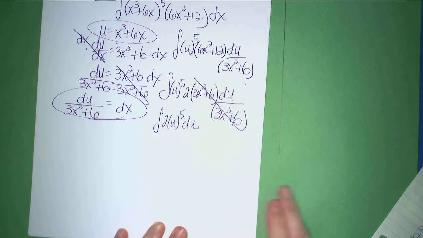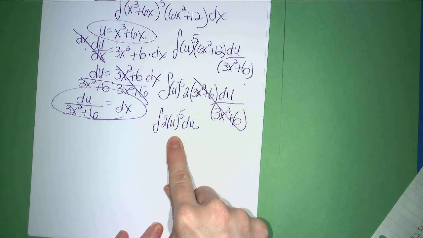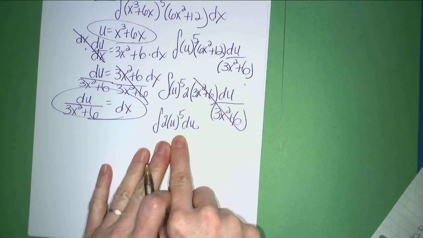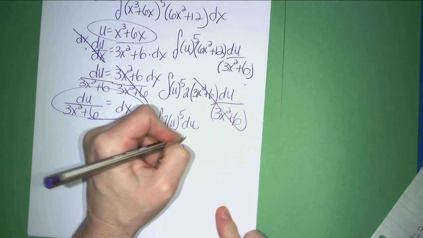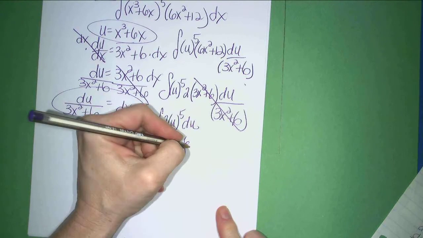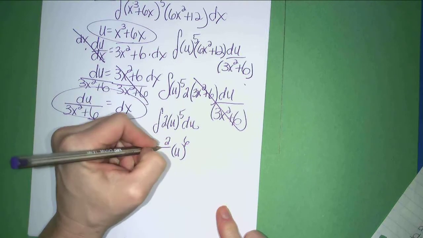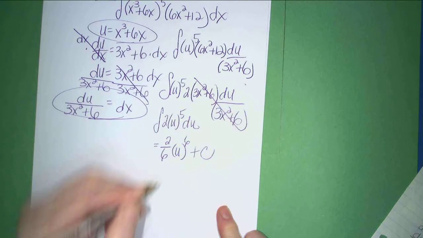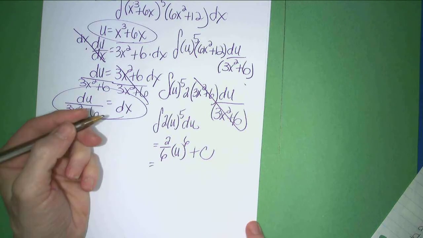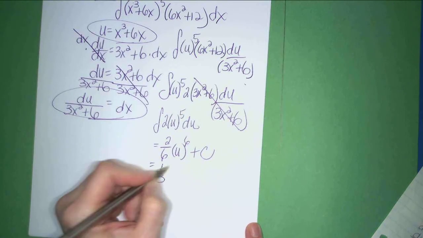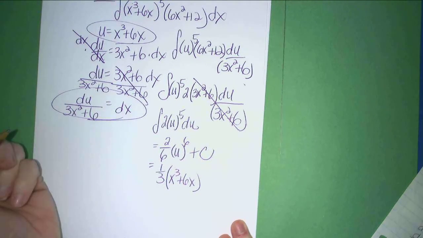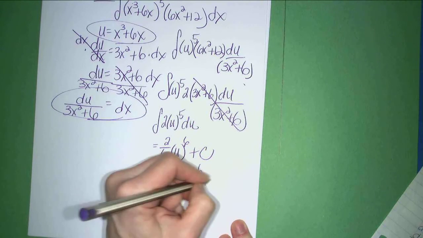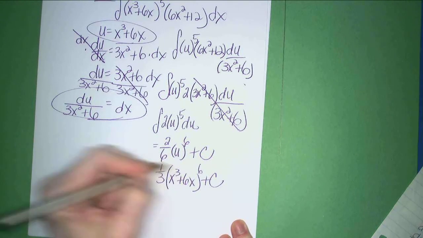Now that I'm down to all u's, I'm going to use my power rule in reverse. So I'm going to have u to the 6th, I'm adding 1, I'm going to take this coefficient divided by 6 and add c. Reducing it, cleaning it up, I've got 1/3, put my u back in, (x to the 3rd plus 6x) to the 6th plus c. Final answer.